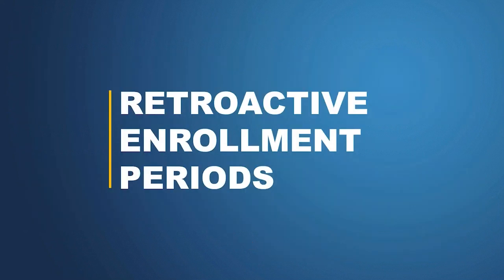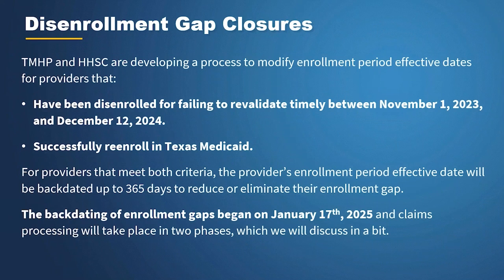Now, let's discuss the retroactive enrollment period or gap closures for providers who have not successfully revalidated. TMHP and the Health and Human Services Commission, or HHSC, will modify enrollment periods based on the following requirements. The provider has an enrollment gap for failing to revalidate between November 1st, 2023 and December 12th, 2024, and the NPI has been successfully re-enrolled in Texas Medicaid.